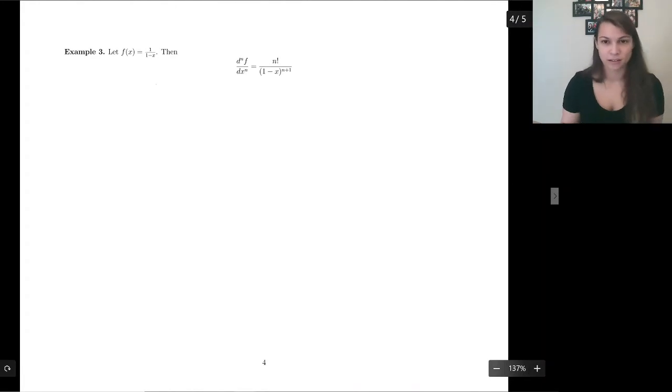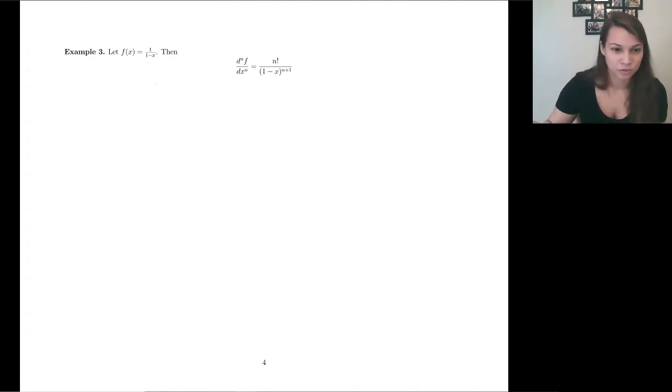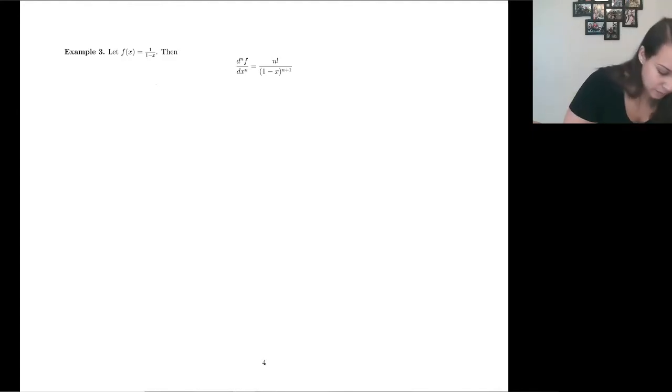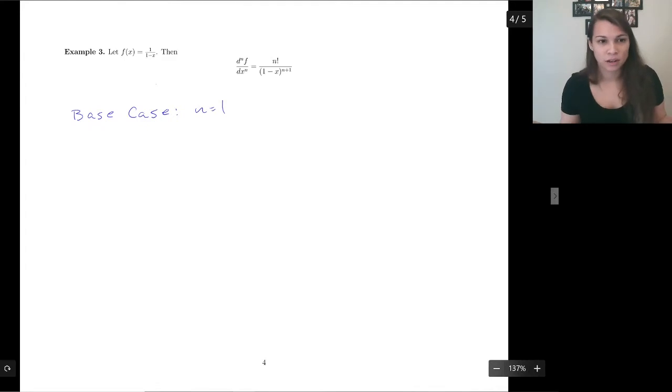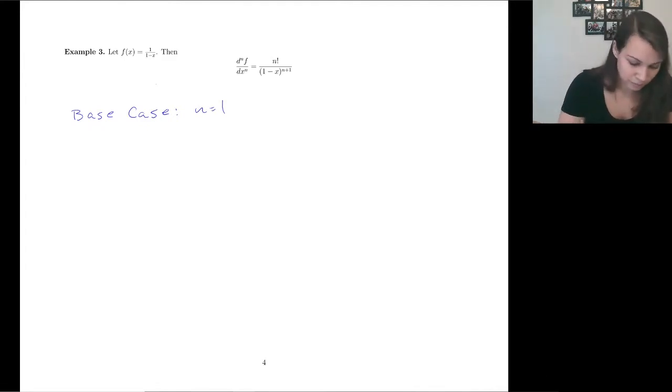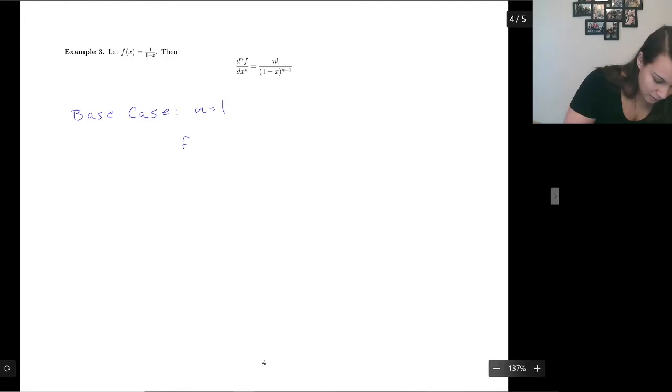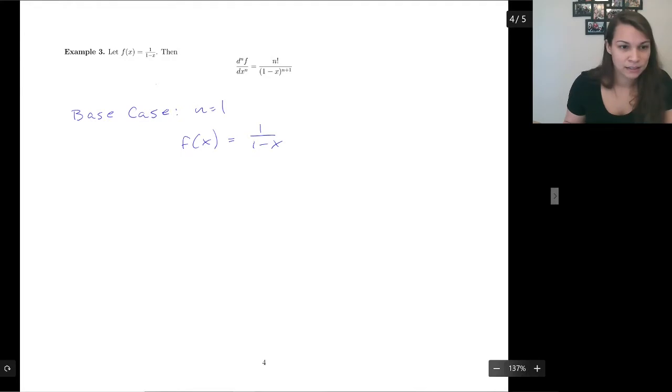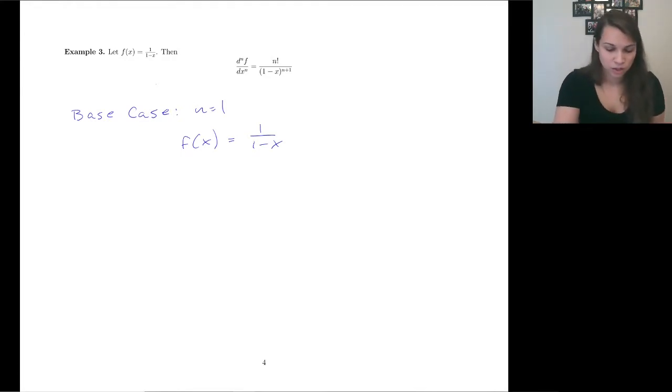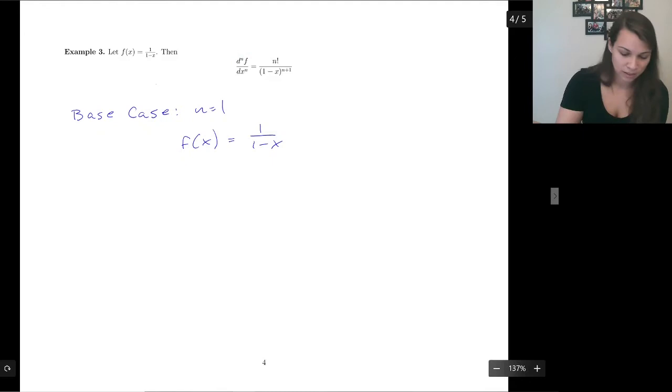Let's take that for another run. Let's try it with this derivative problem. So what we're going to do, we're going to start with our base case. The base case is going to be n equals 1. We don't want to talk about zeroth derivatives here. So we're dealing with the first derivative. That means that we've got f of x is equal to 1 over 1 minus x. We're going to take the first derivative and make sure that it fits inside this formula.